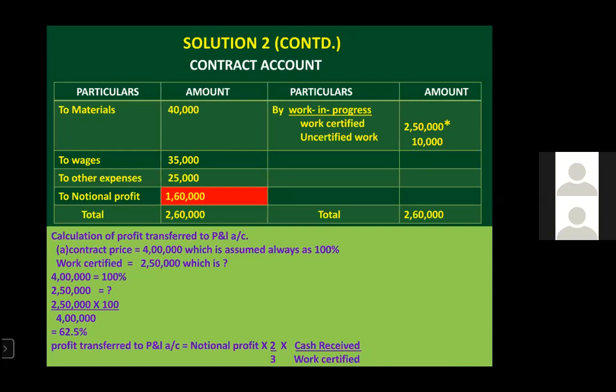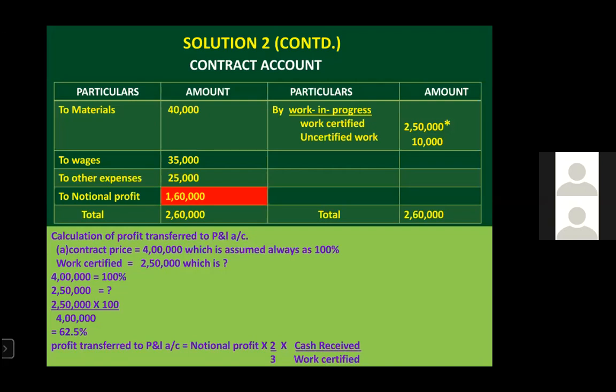For this calculation, I always told you to have the contract price as 100 percentage. You need to compare the contract price with work certified. Again, I'm repeating, for the calculation of profit transfer to P&L account, always take the contract price as 100 percentage, and you need to calculate the work certified amount as what percentage. So we need to compare work certified with the contract price for this calculation.